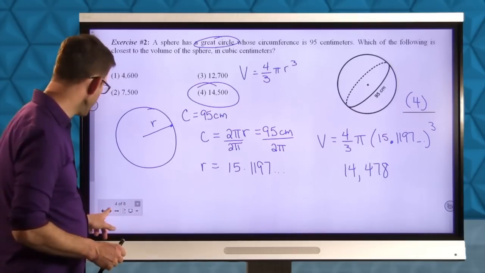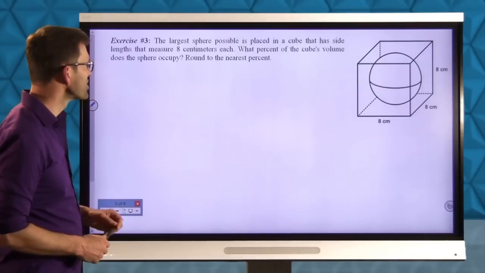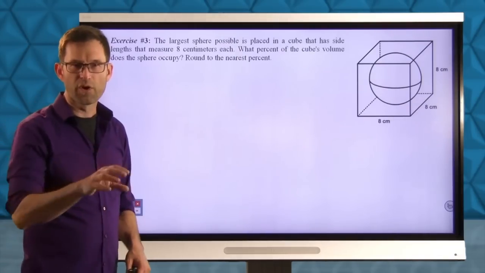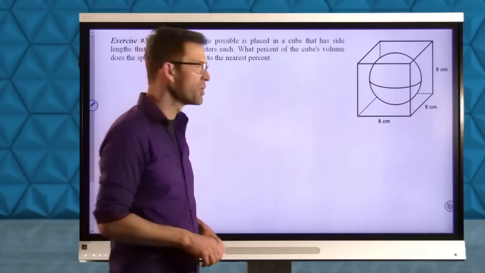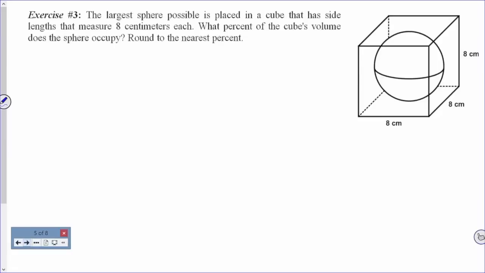All right, let's do it. What do we have next? Ooh, I like it. We put a sphere in a cube. Let's take a look at what the problem asks us to do. The largest sphere possible is placed in a cube that has side lengths that measure 8 centimeters each. What percent of the cube's volume does the sphere occupy? Round to the nearest percent.